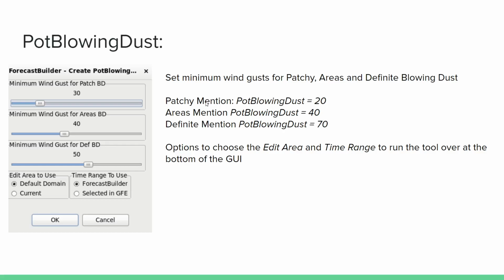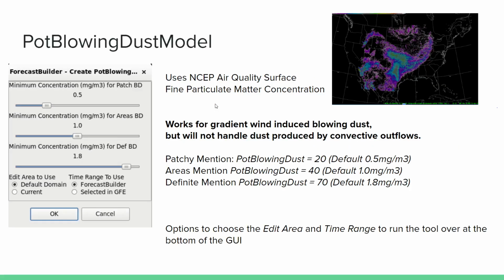Blowing dust, this is the simple tool that only uses wind gust. You set your minimum gust for patchy areas or definite blowing dust. There is a more sophisticated tool that uses the NCEP air quality surface fine particulate matter concentration. This is the PoT blowing dust model.